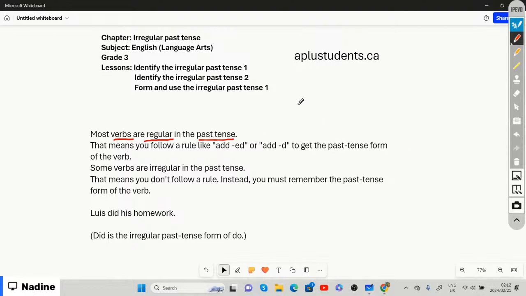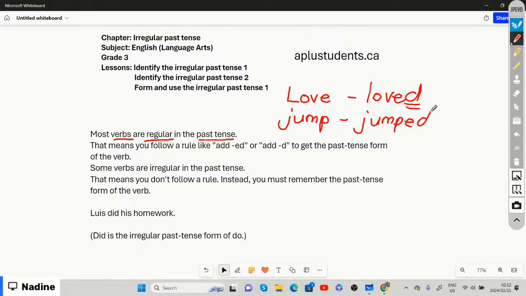For example, if it's regular, the word love becomes loved. What we added was the d. Or like jump, it's a verb or an action, and if we show the past tense form, we say jumped. If your verb ends with an e, we only add a d, and if your word does not end with an e, then we add ed. Yes, clip and clipped. That is correct. That is the regular past tense.